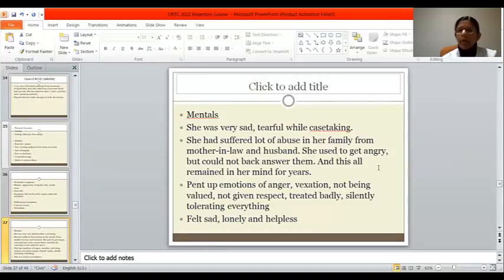This feeling remained in her for long years, so she had a lot of pent-up emotions, a lot of anger, vexation. She had the feeling that she had not been valued. She was not being given respect. She was treated badly. Silently, she was tolerating everything. She felt sad, lonely, and helpless.